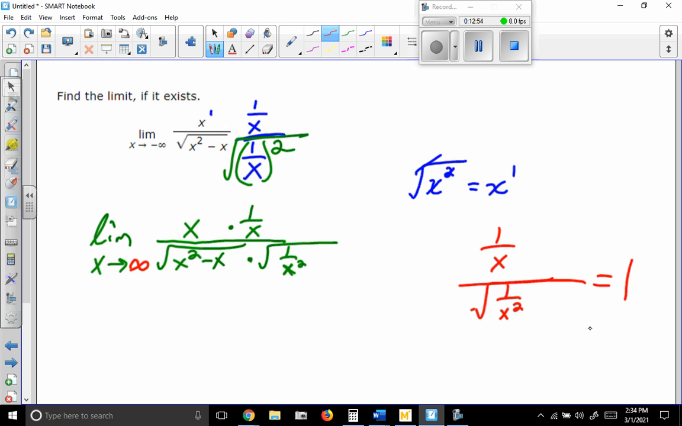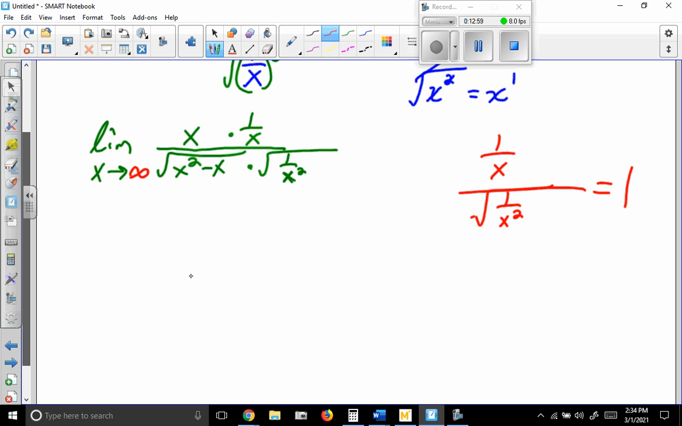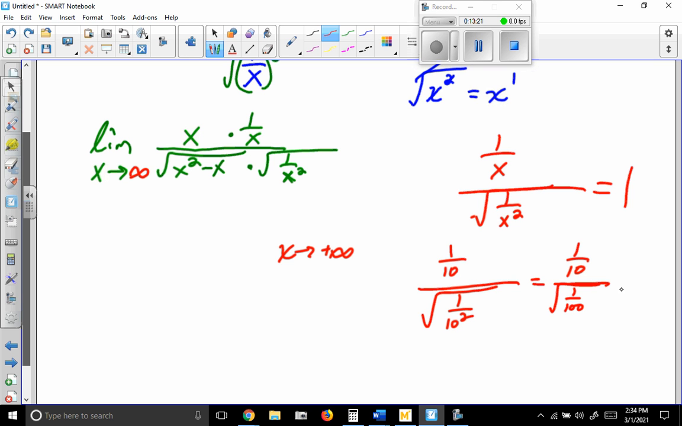Now, you might say, why? Well, let's real quickly look at, are we sure that as we're going towards positive infinity that this really equals 1? So let's just pick a couple of numbers. If we put a 10 in for x, we get a 1/10 on top. Under the radical, we would get 1 over 100. But when we take the square root of that, the square root of 1 is 1, the square root of 100 is 10. Those are the same amount, so those make 1.